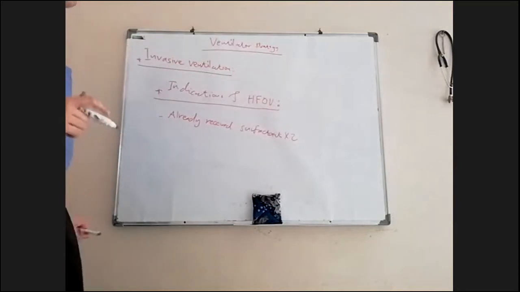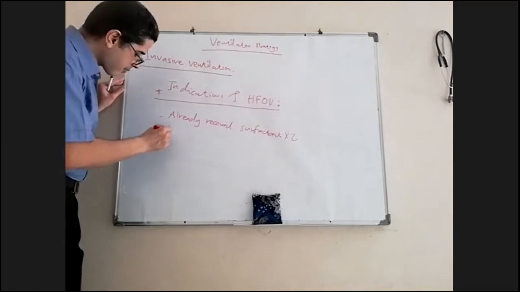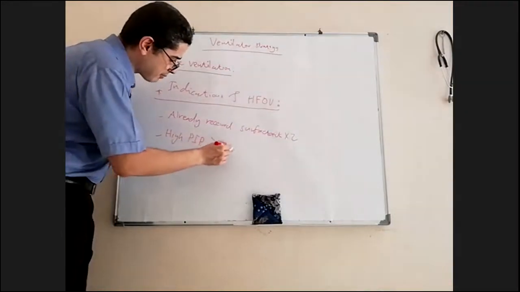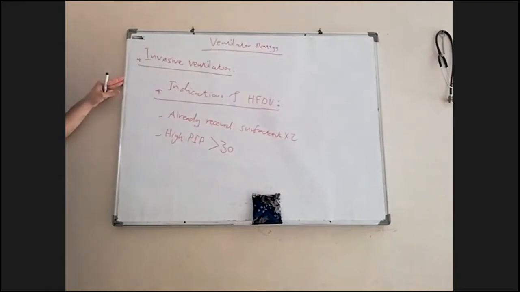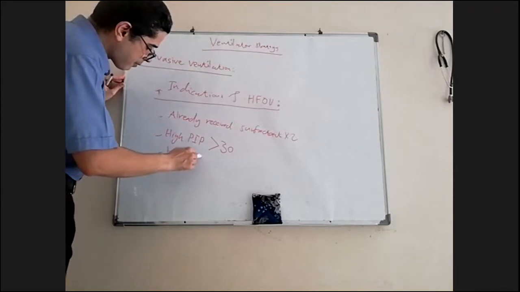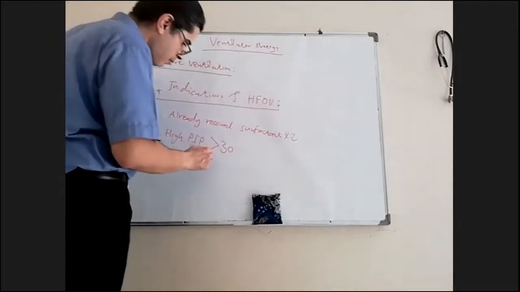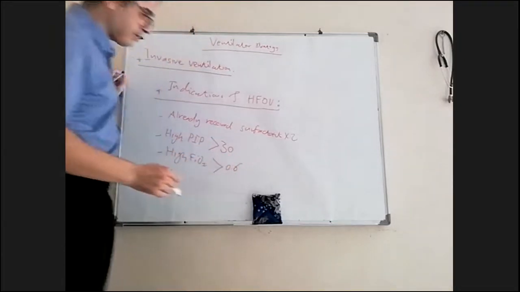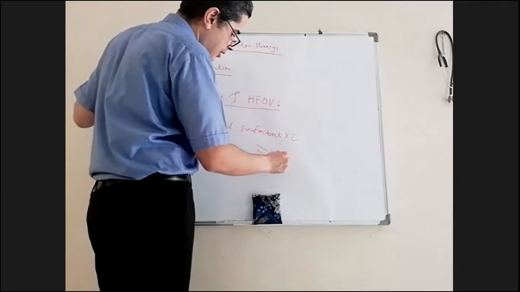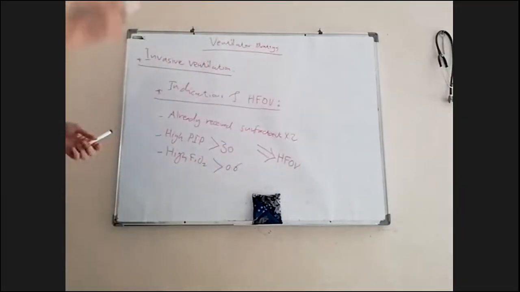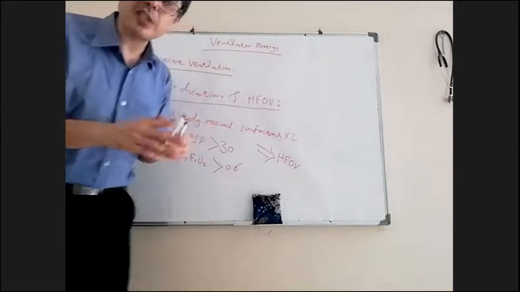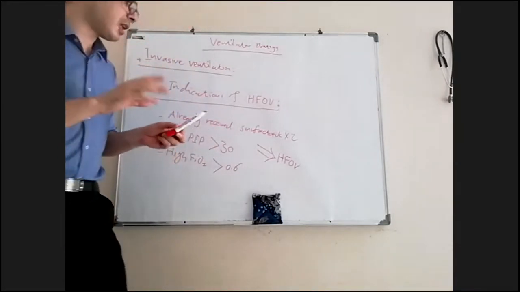If your patient already received surfactant, your patient needs high peak inspiratory pressure, more than 30. If your patient has a persistent need for high FiO2, more than 0.6, in this case you go to HFOV. And again, be sure you open your lung before you go to HFOV. Because HFOV, rather than opening, keeps the lung open.